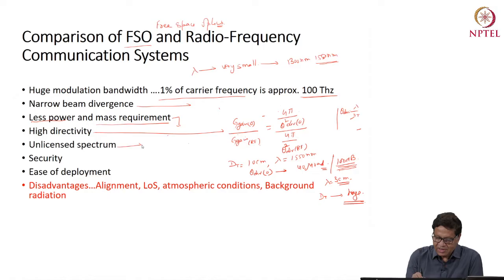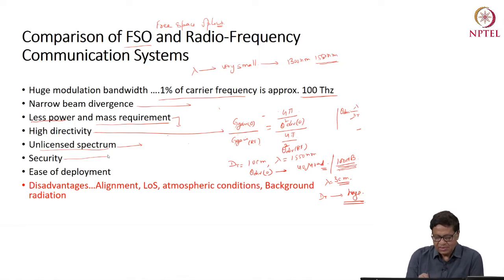The other big advantage is that there is no license required for optical wireless communication system. Whereas in RF, it is licensed. One has to take permission from the authorities. One has to pay a huge amount of money for buying spectrum. Whereas the spectrum in the optical domain is actually unlicensed, and there is no cost involved here. So that is one of the very big advantages of using optical wireless communication as compared to radio communication.